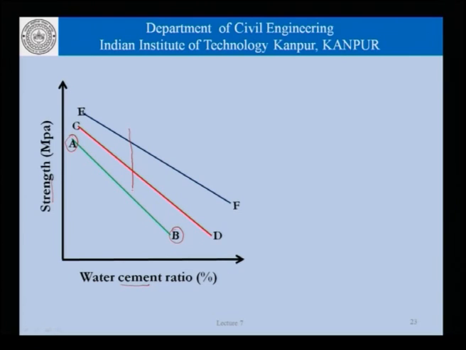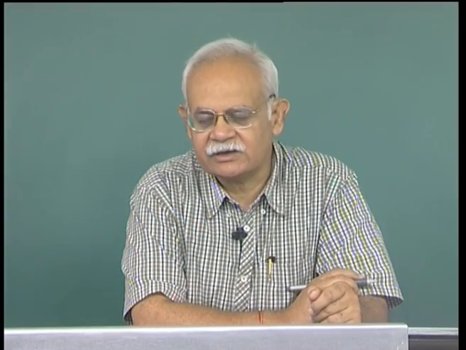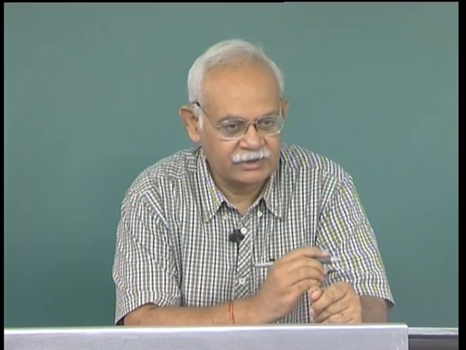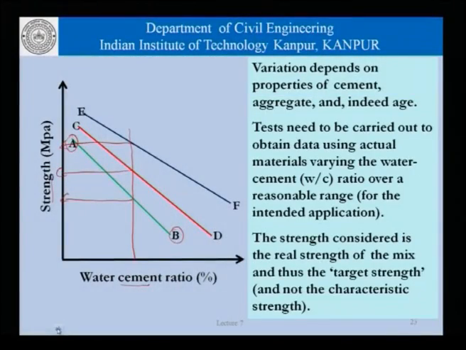That is, for a given water cement ratio, we can have this strength or this strength or this strength depending on all kinds of factors, including age. If we test the concrete at 1 day, the same concrete at 7 days, the same concrete at 28 days, we will keep getting different values of strength for the same water cement ratio, except that as the hydration and the strength development ceases, the changes in strength over time will become smaller and so on. So, having said that, this variation, whether it is A, B, C, D, E, F, depends on the properties of cement, the aggregate and of course, age.